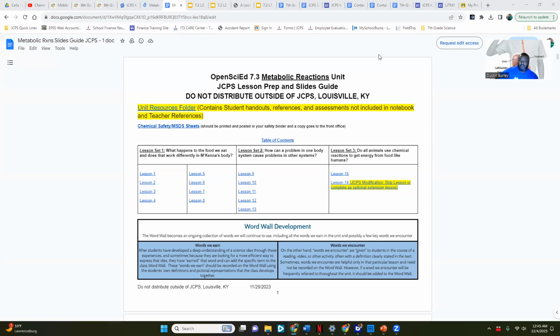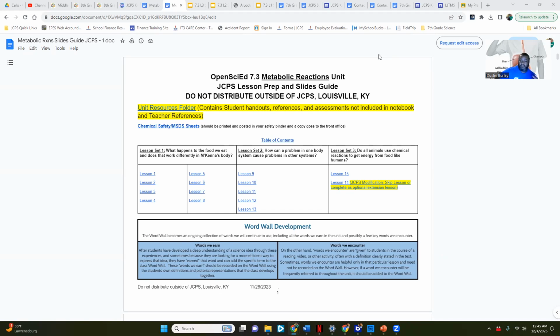So we're talking about metabolic reactions in this unit. We're going to talk about what happens to your food when you eat it, and does that work differently in McKenna's body? We'll be using McKenna through the first 8 lessons, looking at different stuff.